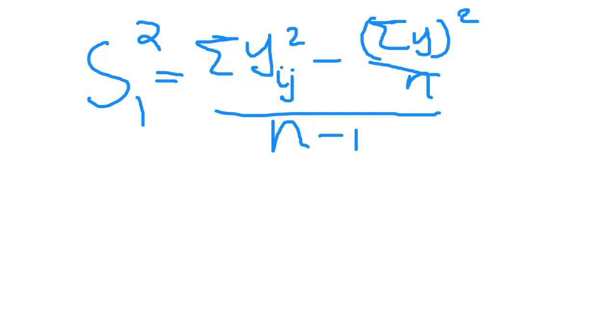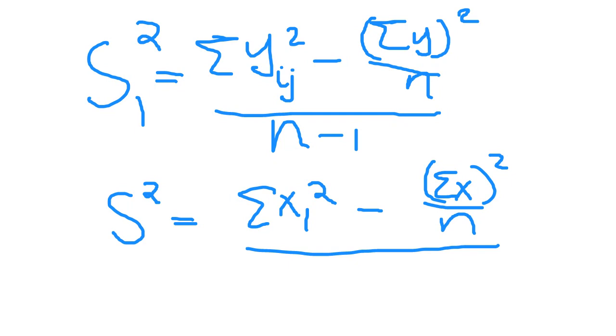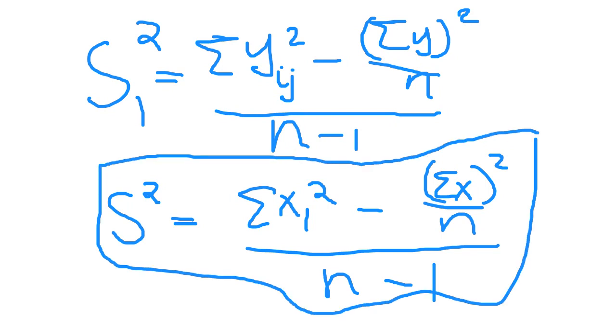Because if we're using the notation of x, we write it as summation of x squared, right? You correct me if I'm wrong. Minus summation of x all squared over n. Isn't it, guys? This is the formula for the sample variance, if we're using the x notation. Yes, correct. So now, because we are given the y values, you use this formula.